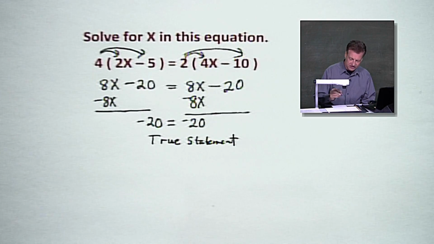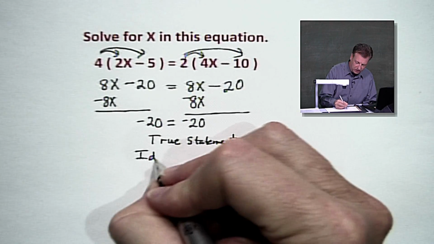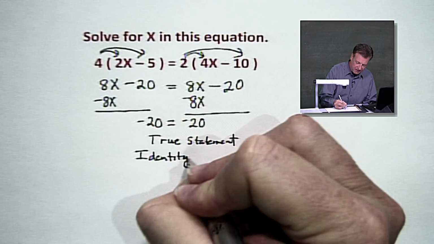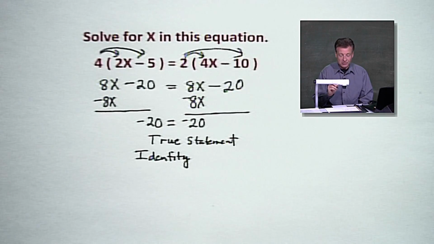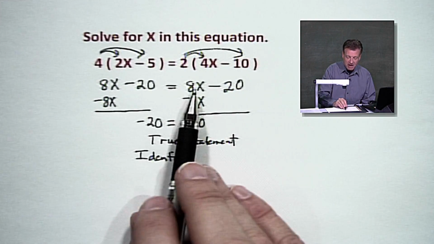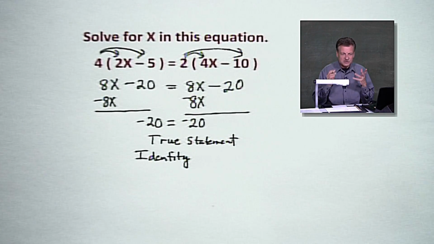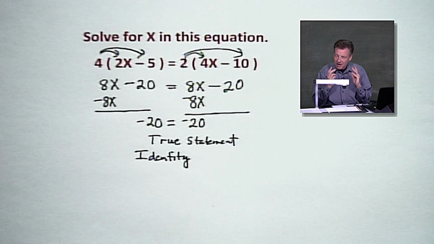So what does this tell us? It tells us that this is an identity. We call it an identity. And we saw that identity. I saw it, and I think most of you probably did too, when you had the 8x minus 20 popping up equal to 8x minus 20. Because no matter what number I put in for x, I'm going to get a true statement.